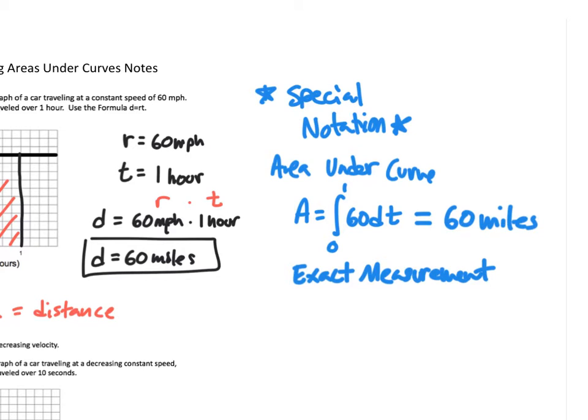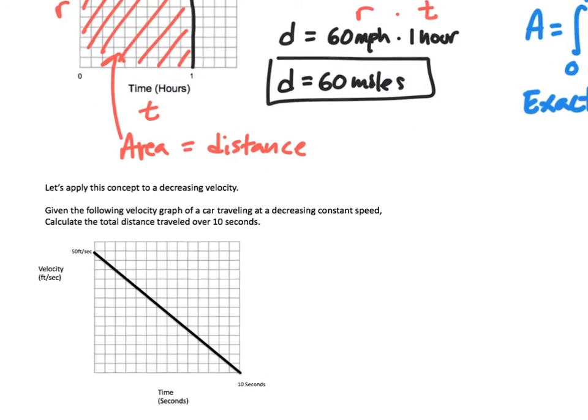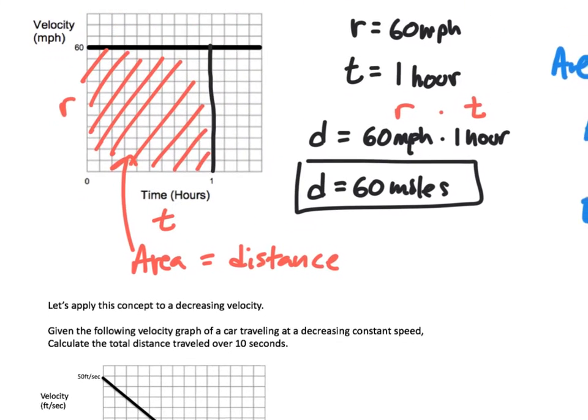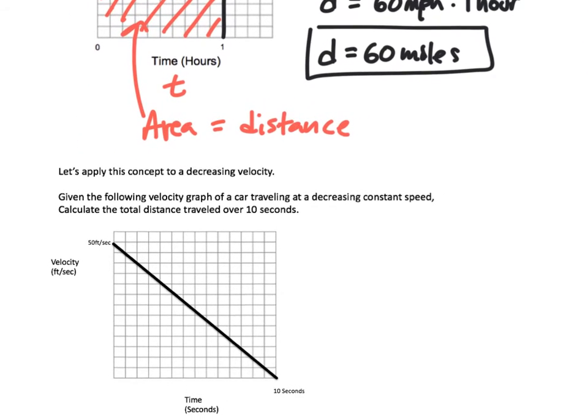I'm going to start to use this notation, but I want to go through with you a couple of other scenarios and how we would actually calculate the total distance traveled of a car traveling at a certain speed. Let's take a look at something else. It's pretty easy for us to calculate the area when we travel at a constant speed, using our formula, distance is equal to rate times time.